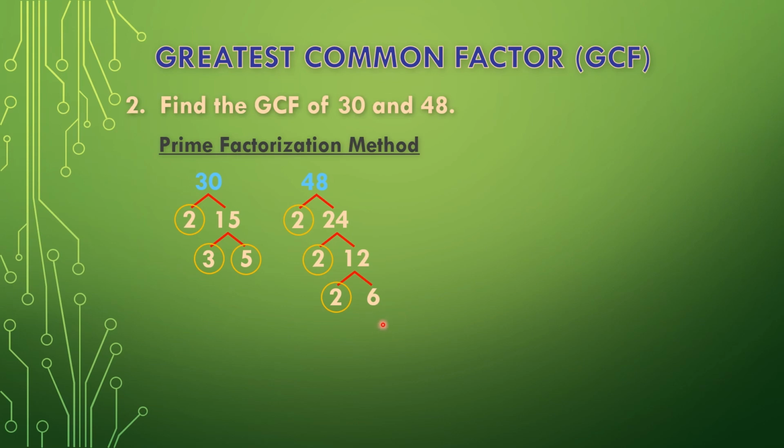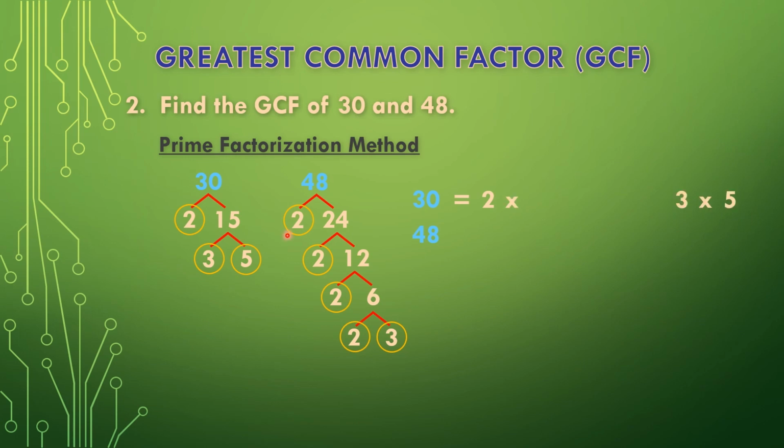Let's now factor 6. 2 times 3 is equal to 6. 2 and 3 are both prime numbers. We can't break them down any further, so let's encircle them. Let's now express 30 and 48 as products of their prime factors. The prime factors of 30 are 2, 3, and 5. So, 30 is equal to 2 times 3 times 5.